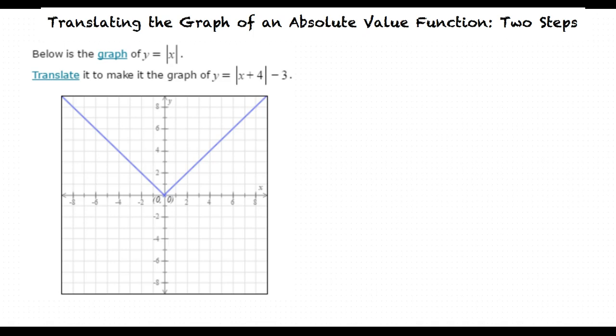Below is the graph of y equals the absolute value of x. Translate it to make it the graph of y equals the absolute value of x plus 4 minus 3. Do you remember what we look for when translating vertically and horizontally?